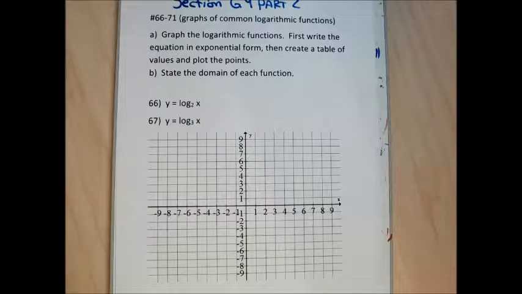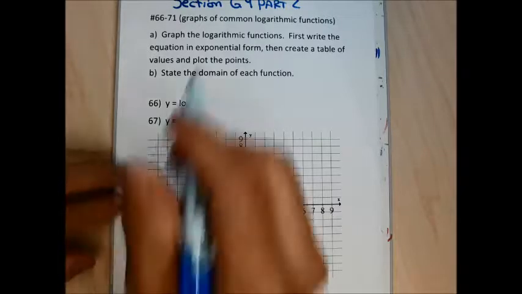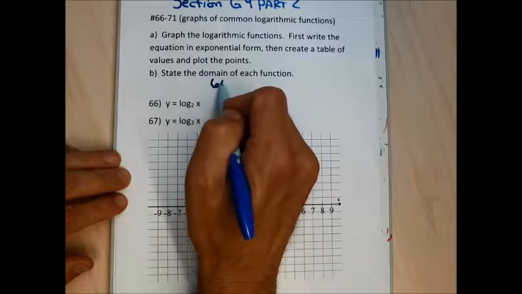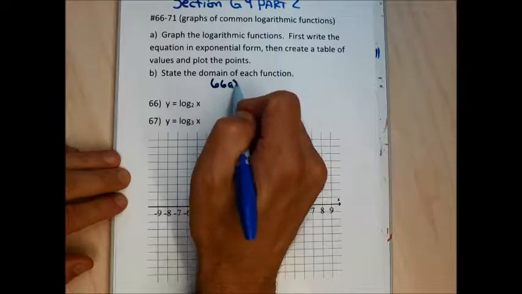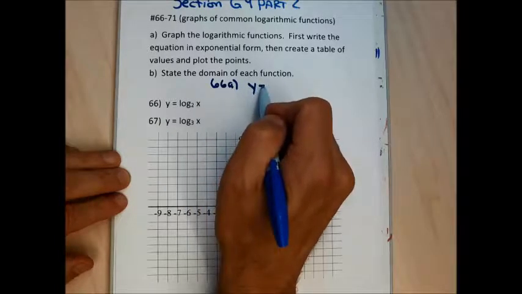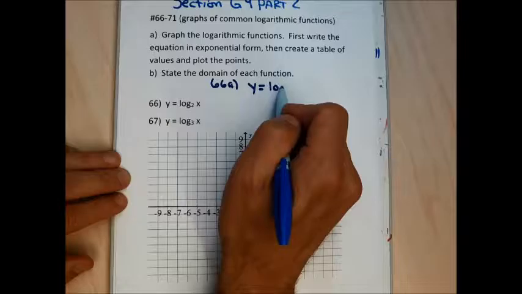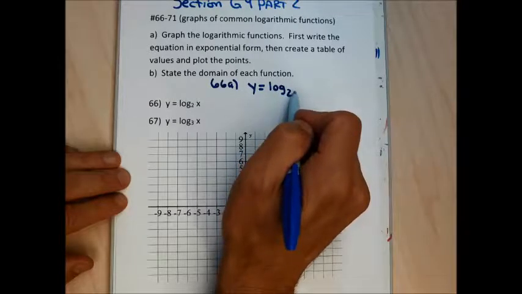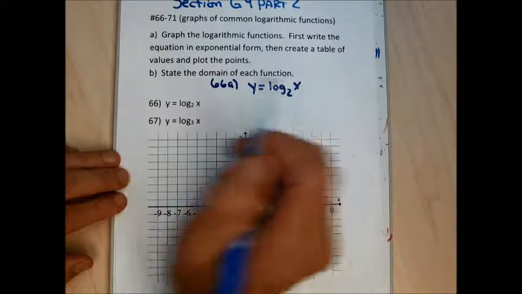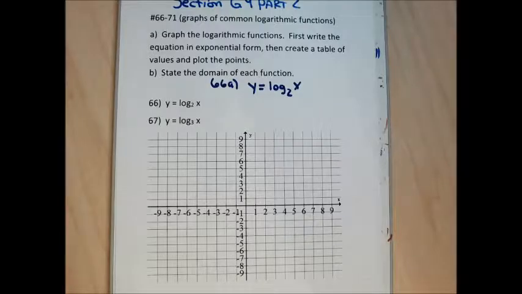So to do part A of number 66, the original function in 66 is in logarithmic form, and it's kind of hard to graph a function if you're not transforming a given function that's written in logarithmic form. So I'm going to get it written in exponential form.